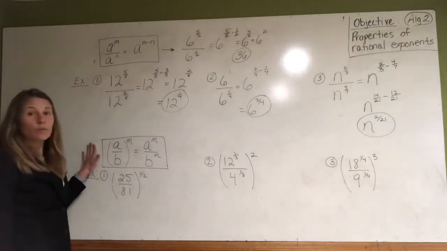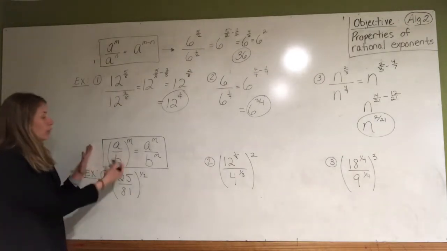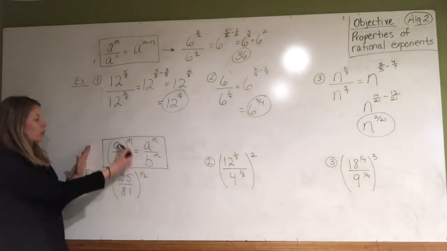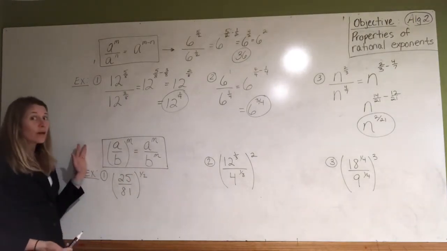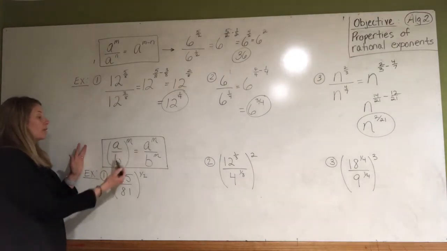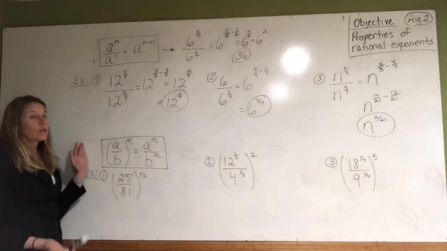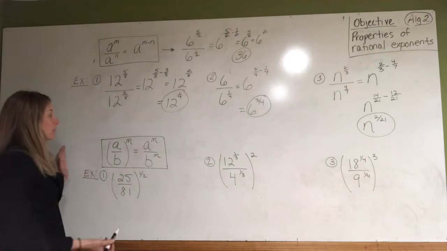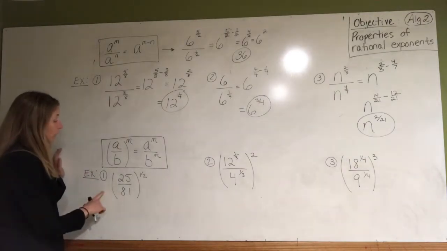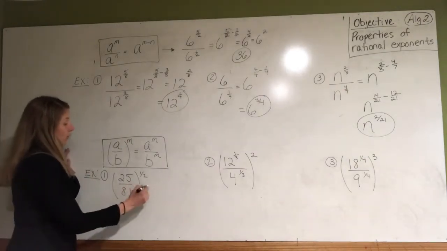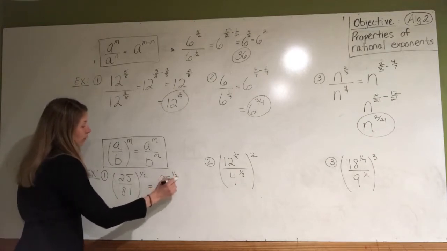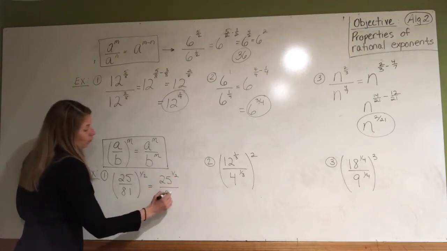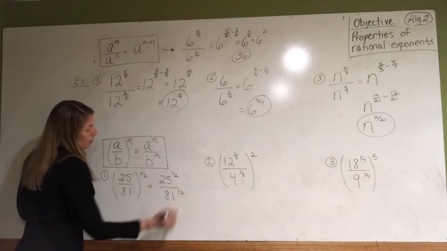Now the other quotient property is power of a quotient. So that's when you have that fraction or that division problem inside the parentheses. The exponent is on the outside, which means it's going to be applied to each of the numbers or variables on the inside. So if we take a look at example 1 here, we have 25, which will get a 1/2 power. We also have an 81, which will get that 1/2 power.